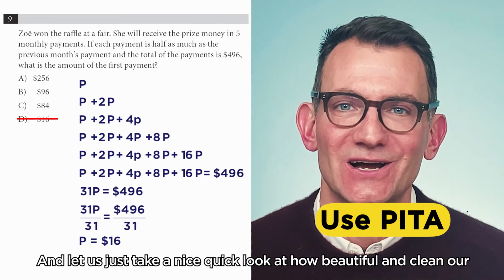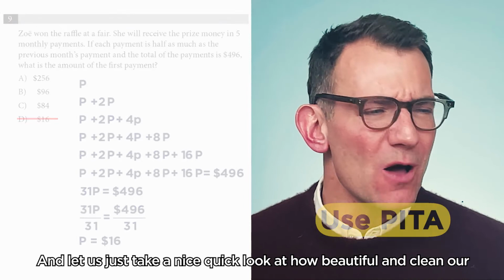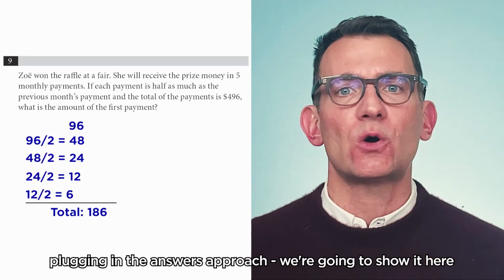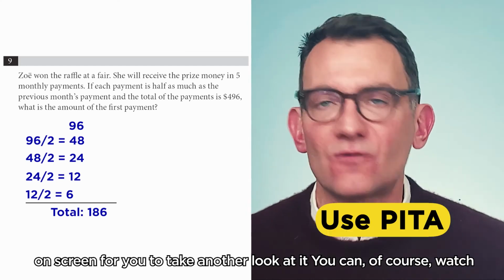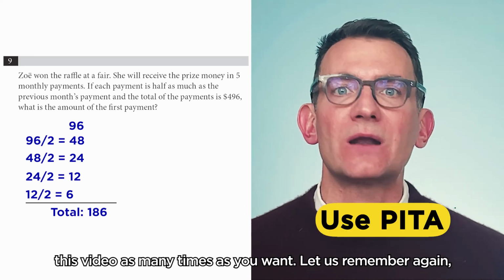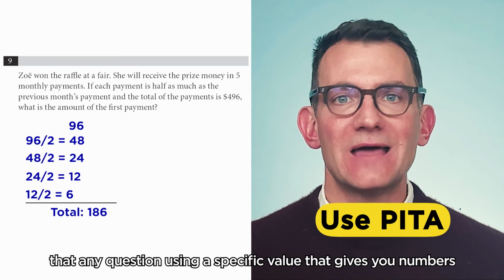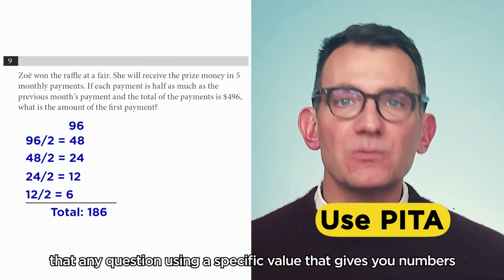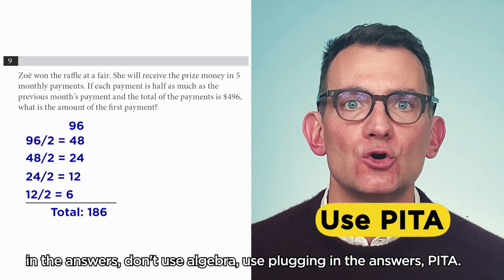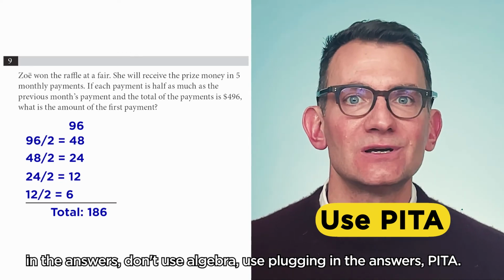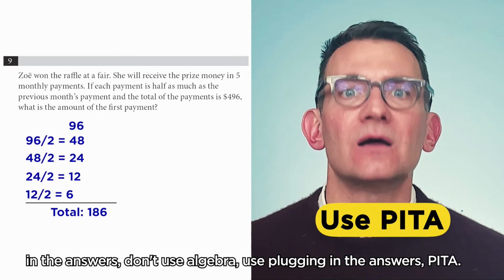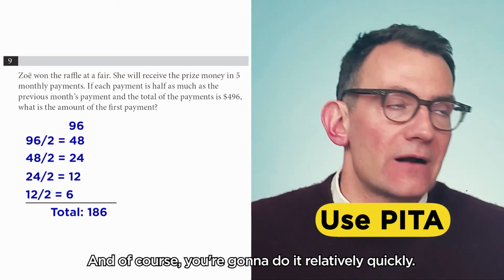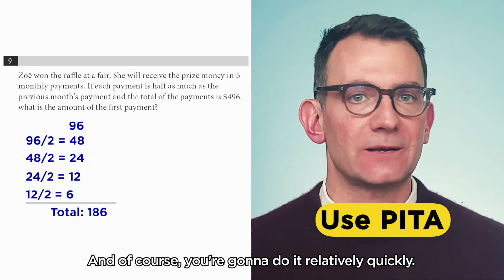And let us just take a nice quick look at how beautiful and clean our plugging in the answers approach is, where we're going to show it here on screen for you to take another look at it. You can, of course, watch this video as many times as you want. Let us remember, again, that any question using a specific value that gives you numbers in the answers, don't use algebra. Use plugging in the answers, PITA. If you plug in the answers, you're going to get the right answer. You're going to get the right answer, and of course, you're going to do it relatively quickly.